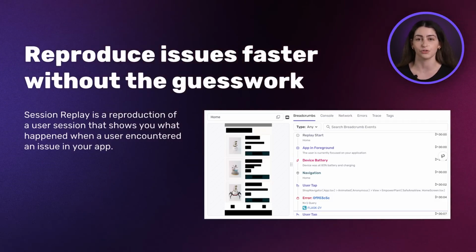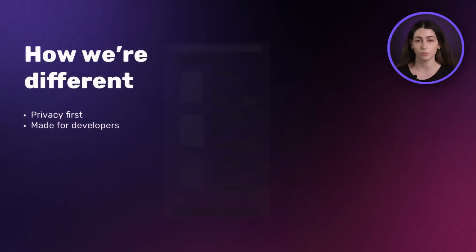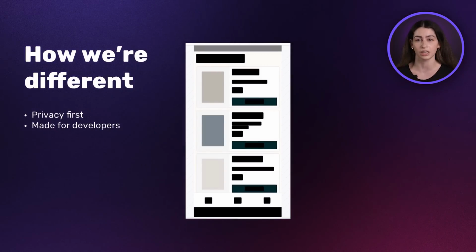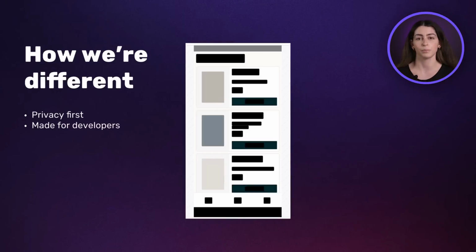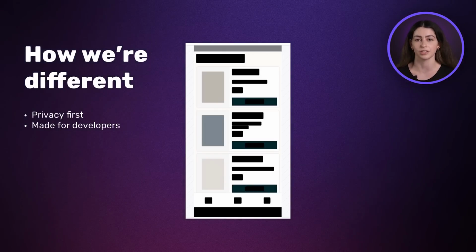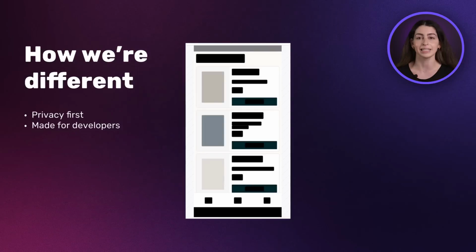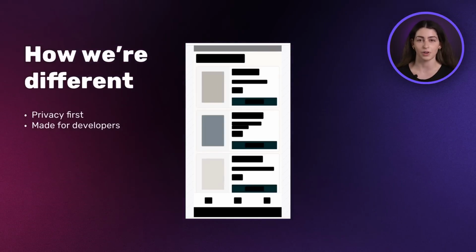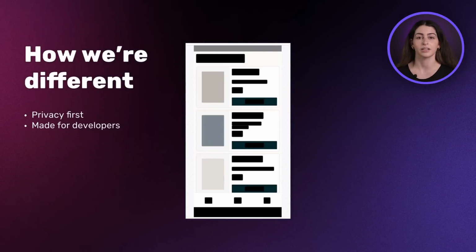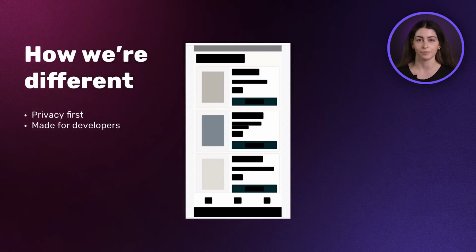so you can reproduce and fix issues faster. When building mobile replay, we had two key focuses. One, protect user privacy with strict out-of-the-box privacy controls, and two, make it as easy as possible for any developer, no matter their stack, to get up and running quickly. Let's look at it in action.